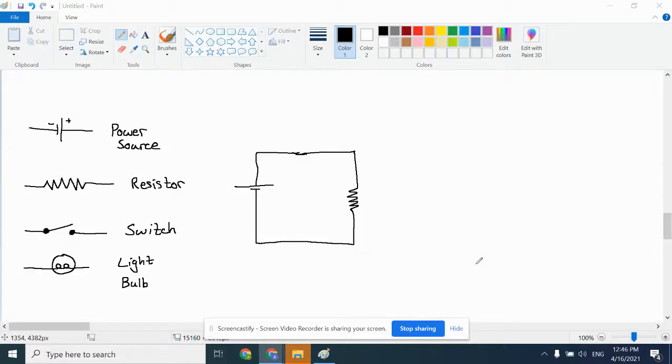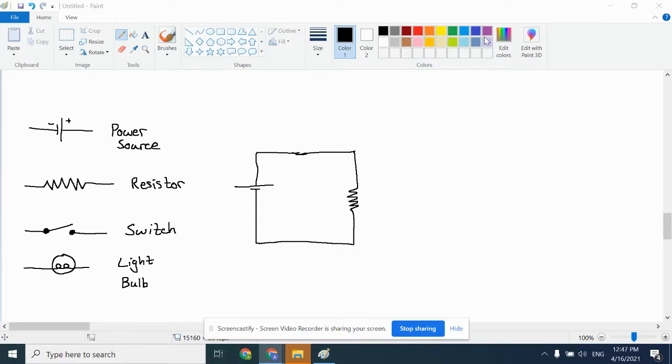In this video, I'm going to talk about how current and voltage behave in circuits. Before we begin, here's just a key of different circuit elements. The ones you're going to see in here are power source and resistors. Just for reference, there's a switch and a light bulb shown as well. So the first thing I want to talk about, again, my focus is on current and voltage.